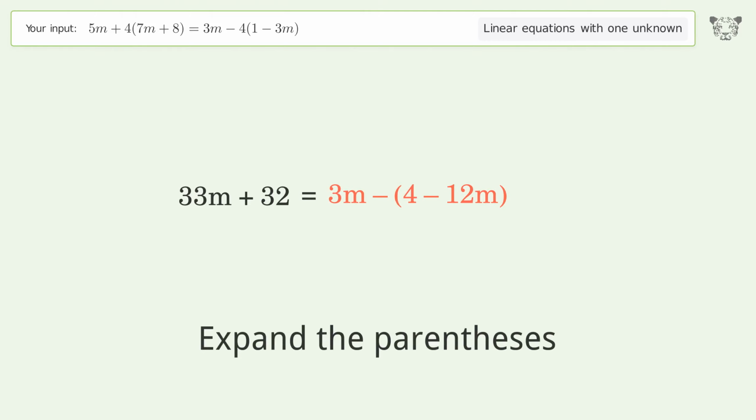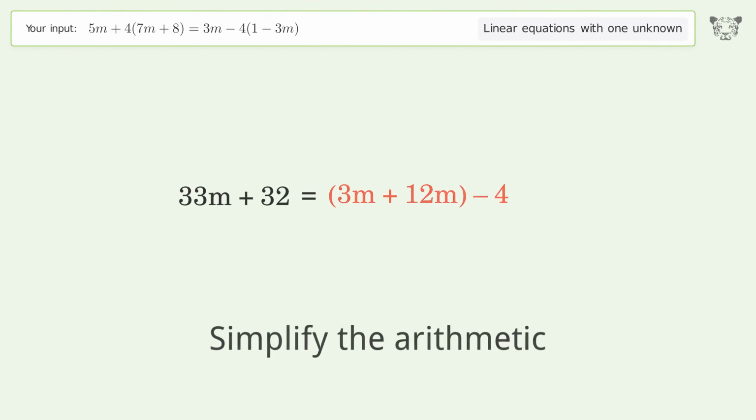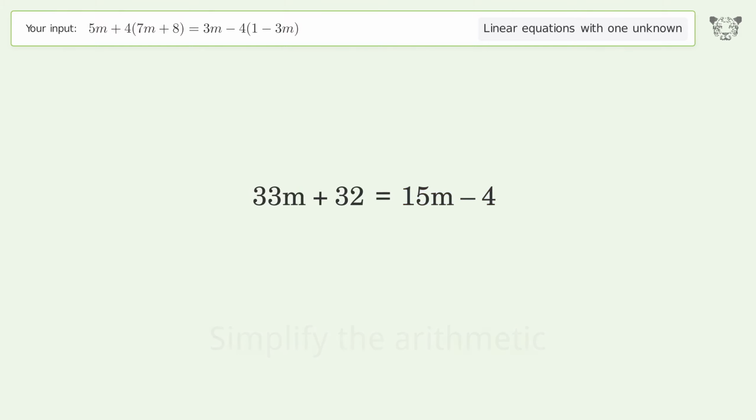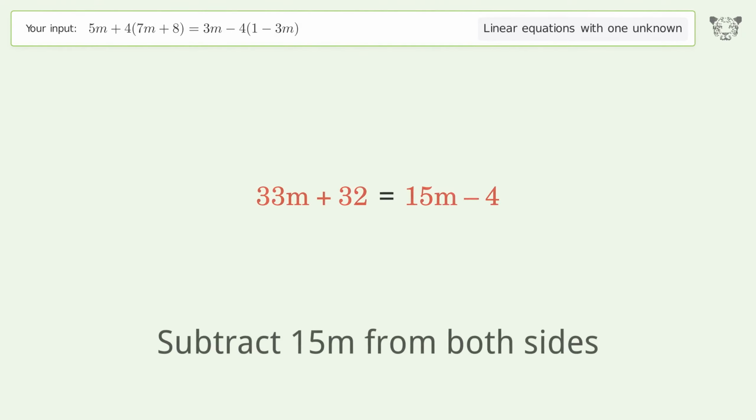Expand the parentheses. Group like terms. Simplify the arithmetic. Group all m terms on the left side of the equation. Subtract 15m from both sides.